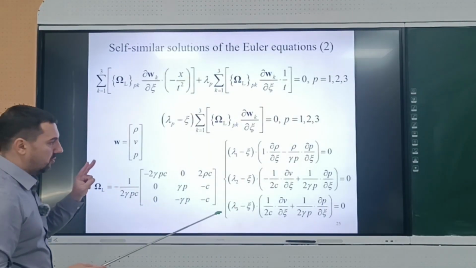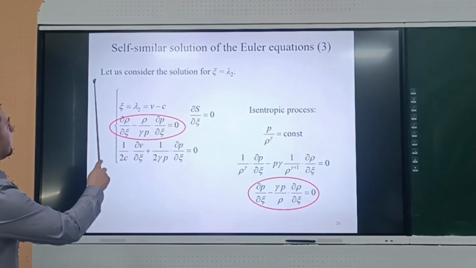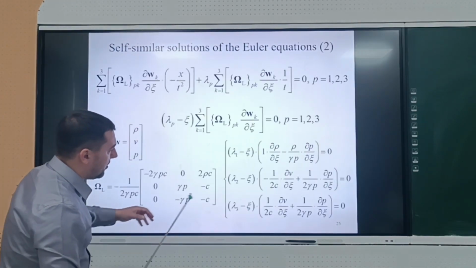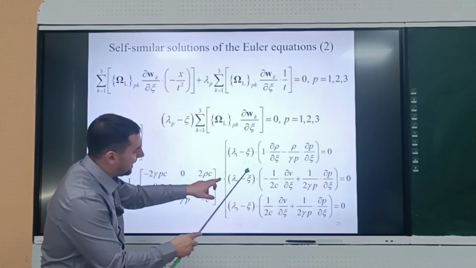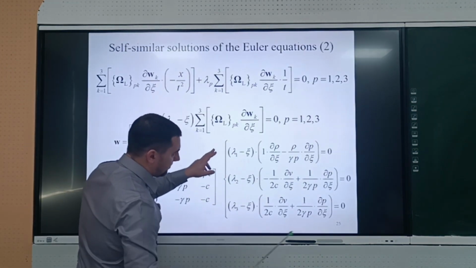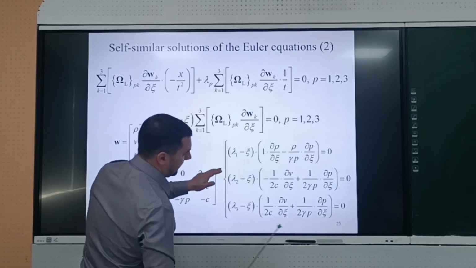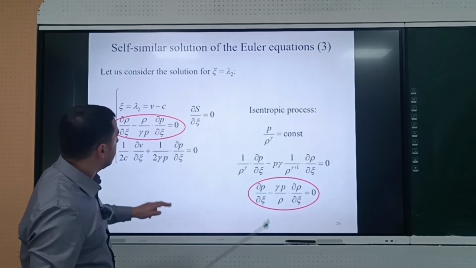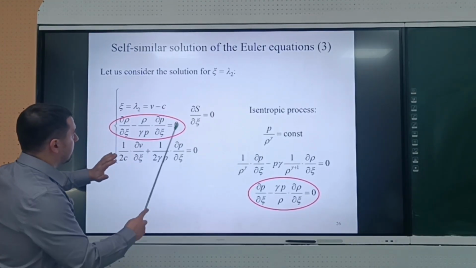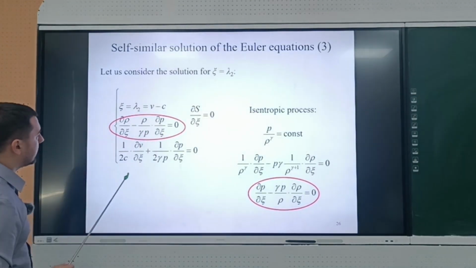So we need 2 non-trivial ones. For example, consider the case psi equals lambda 2. So suppose psi equals lambda 2, then it's 0, and this condition is valid. To solve the full system, we should say that it should equal 0 and it should equal 0. So we say that if psi equals lambda 2, then the second. So we have these two conditions.